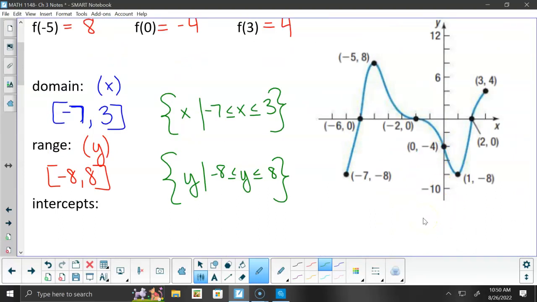Intercepts is the first part. Do you think you can label all your intercepts? Alright, chat with somebody around you, label them all, see if you got the same thing they did.